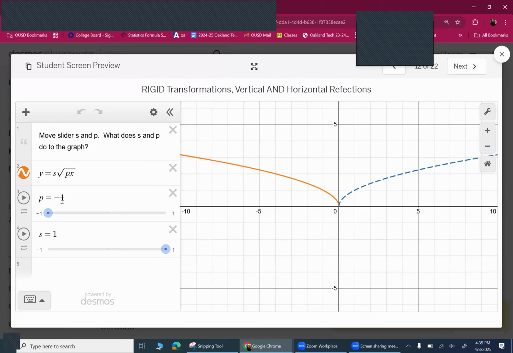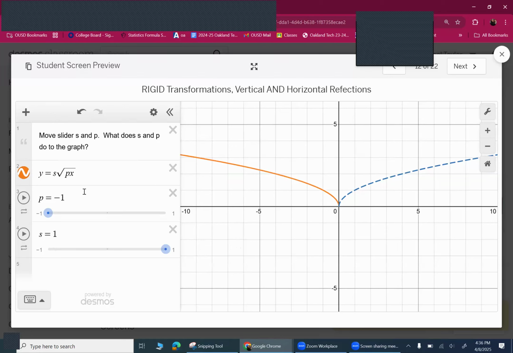All right. Now notice we've got a negative on the inside and on the outside. So my P is a negative on the inside. If I make it a positive, it goes here. Okay, so the negative on the inside flips it left, right. So that's our reflection across the y-axis. And then our S, the one out front, still does what we expect it to do, flips things upside down.